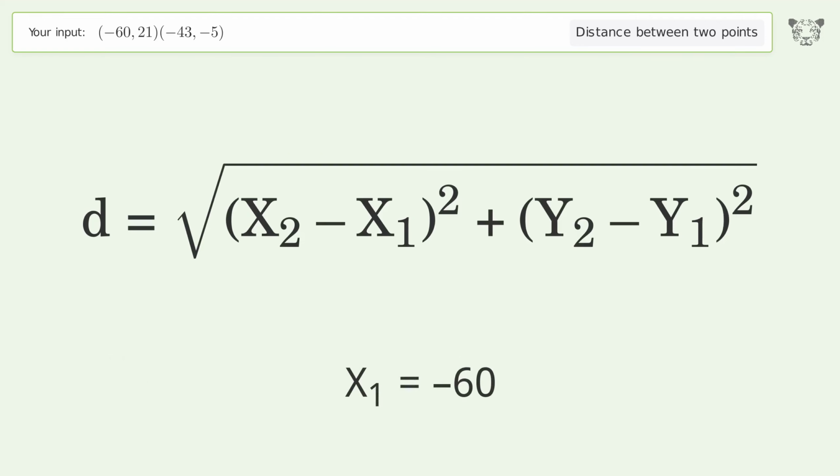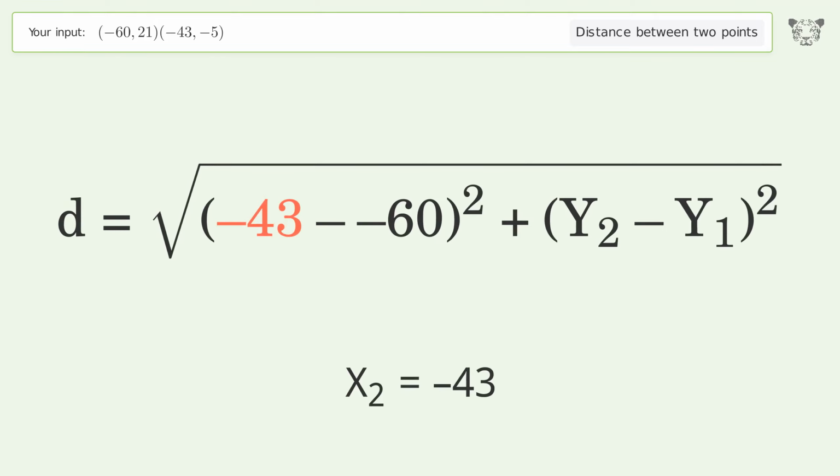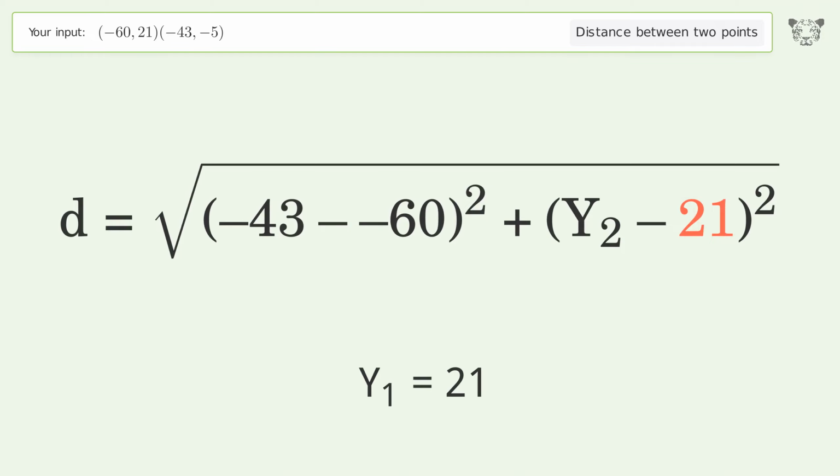x1 equals -60. x2 equals -43. y1 equals 21. y2 equals -5.